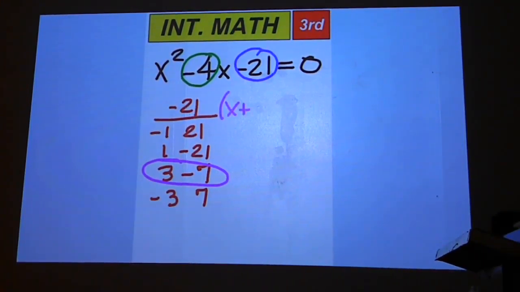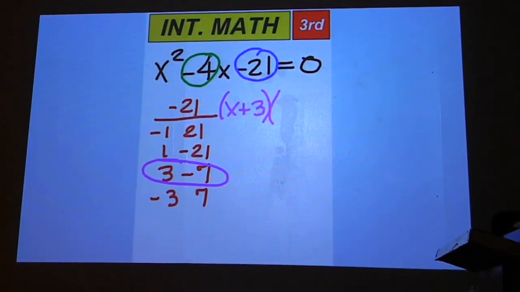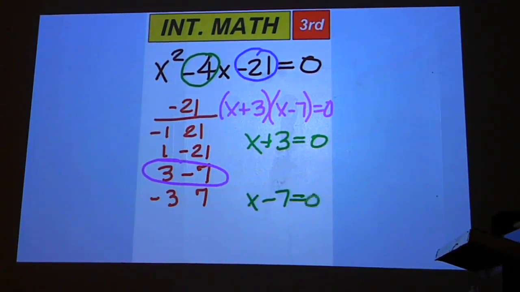X plus 3, the quantity of x plus 3, times the quantity of x minus 7, and setting that equal to 0. And you're solving each parenthesis as if you're setting it equal to 0. For example, it's going to be x plus 3 equals 0, and then x minus 7 equals 0. Solve each of those for x.